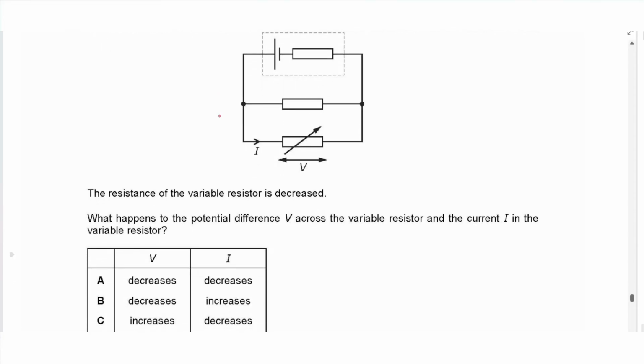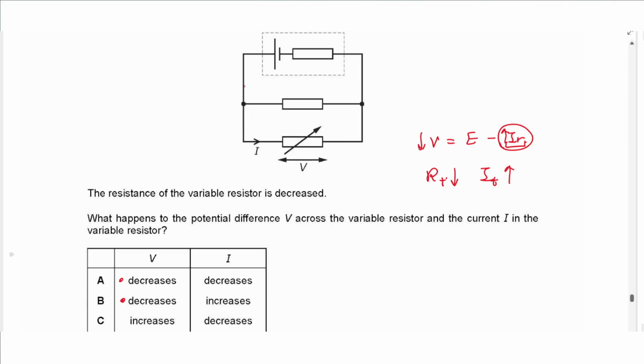What happens to the potential difference V across the variable resistor and the current I in the variable resistor? So V is actually the potential difference across the terminals of the battery. If the total resistance in the circuit decreased, the total current in the circuit will increase, and the voltage output from the battery is equal to EMF minus Ir, which is the voltage drop inside the battery.